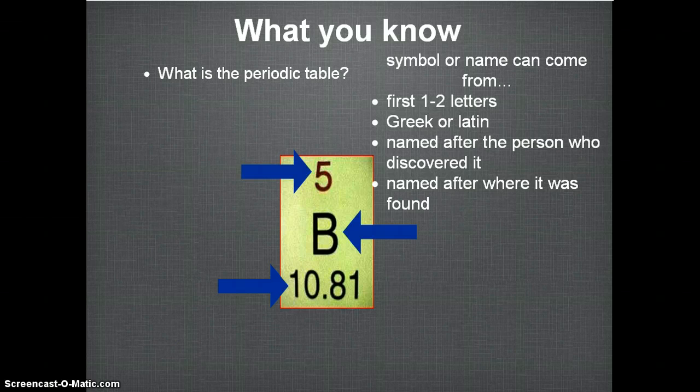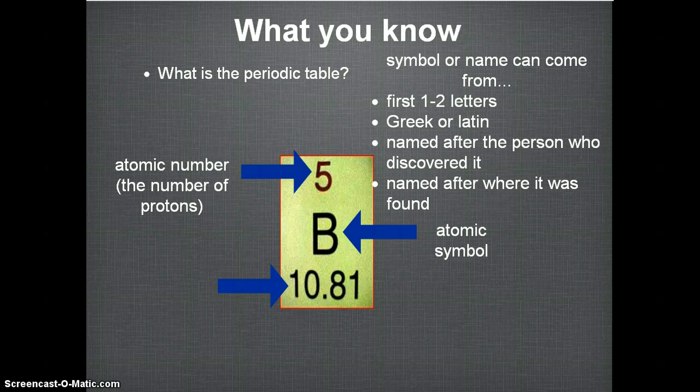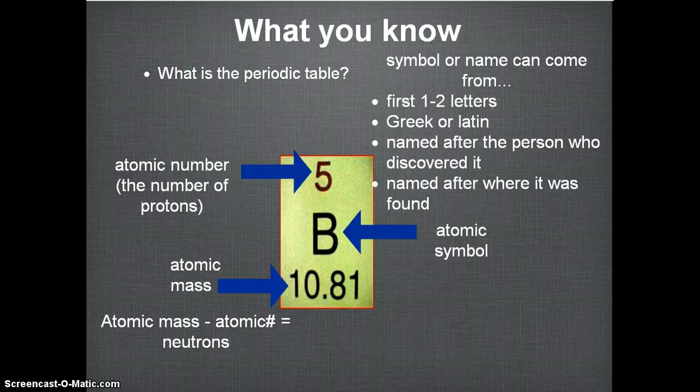Okay, so here's what it tells us. The atomic number is the number of protons. It's also the number of electrons. Then we have the atomic symbol, and then we have atomic mass. Atomic mass is the number of protons plus the number of neutrons. Okay? So let's figure this out.